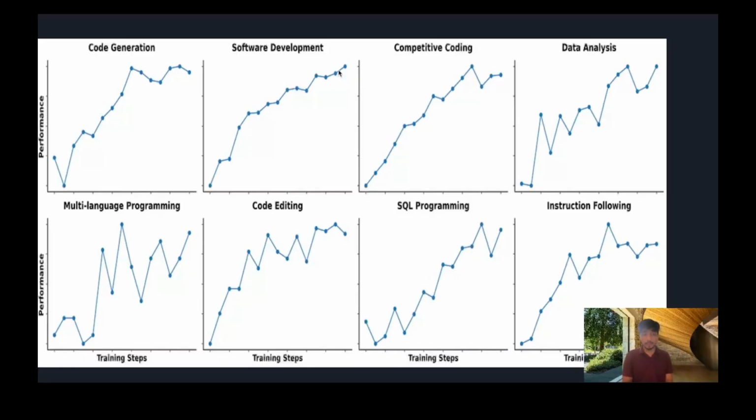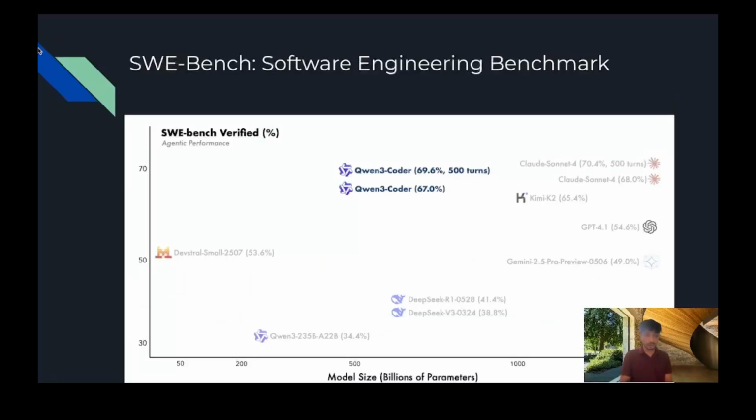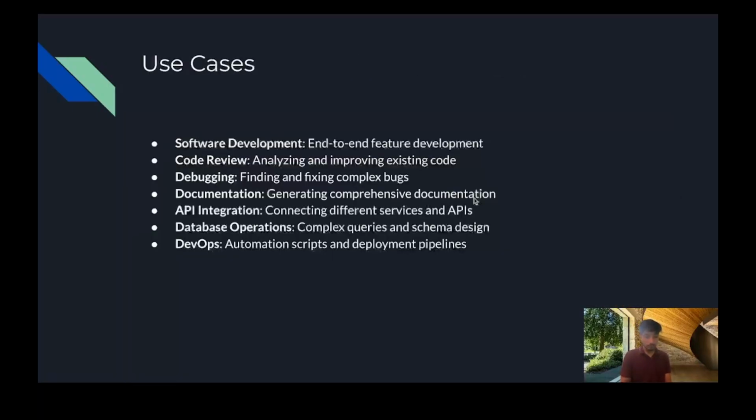In the Medium article, I have deeply explained this, so you can go through that article as well. Now let's see the SWE-Bench software engineering benchmark test. In this chart, they have included Devstral, Qwen 235 billion parameter model, Claude Sonnet, Kimi, GPT-4.1, DeepSeek. And if you see in this graph, Qwen is here and Claude is here. So both of them are comparable with each other. You can pause the video and read the use cases of this model.